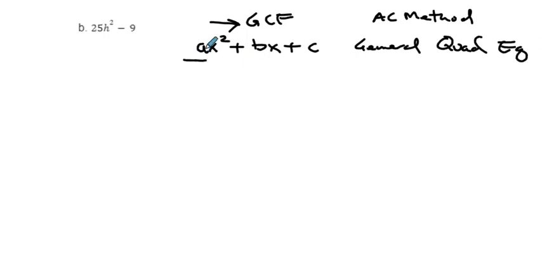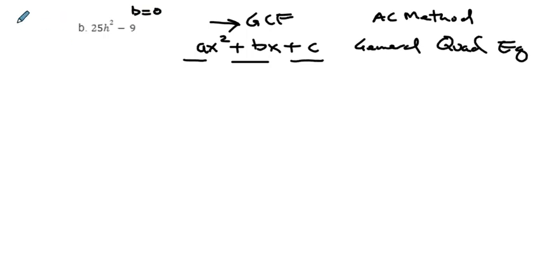A is your coefficient in front of your squared term. B is your coefficient in front of your non-squared term, and we're using h's, but it could very well be x. And c is your constant, the number that is by itself. So we got -9 here. In this one, we don't have a b term. That doesn't mean it's not a quadratic, it just means we don't have a b term. And the reason we don't have a b term is because in this one, b equals 0.